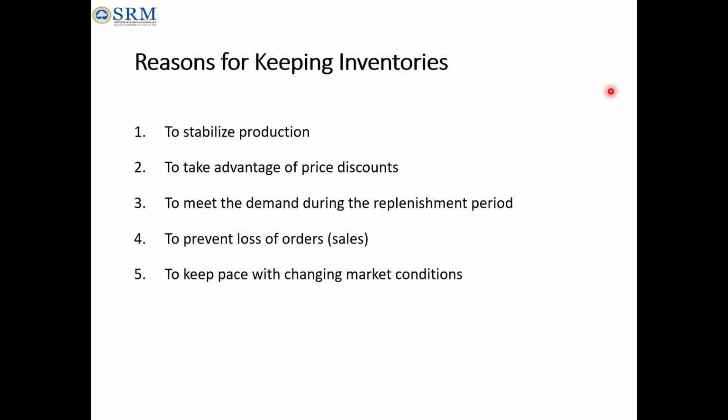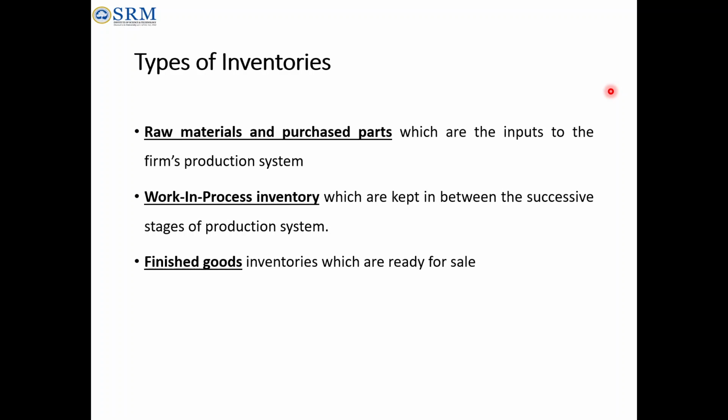Also, according to the change in market condition, in order to keep our product in the market, we should have an inventory also. So these are all the reasons for keeping inventories. And what are the types of inventories? As I discussed, three. One is raw material, another one is work in process, then third one is the finished goods. That is what is represented in this.